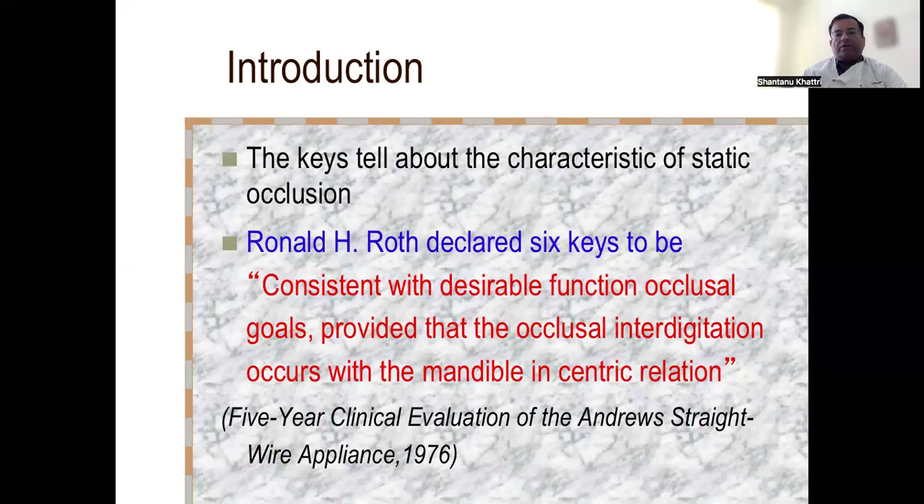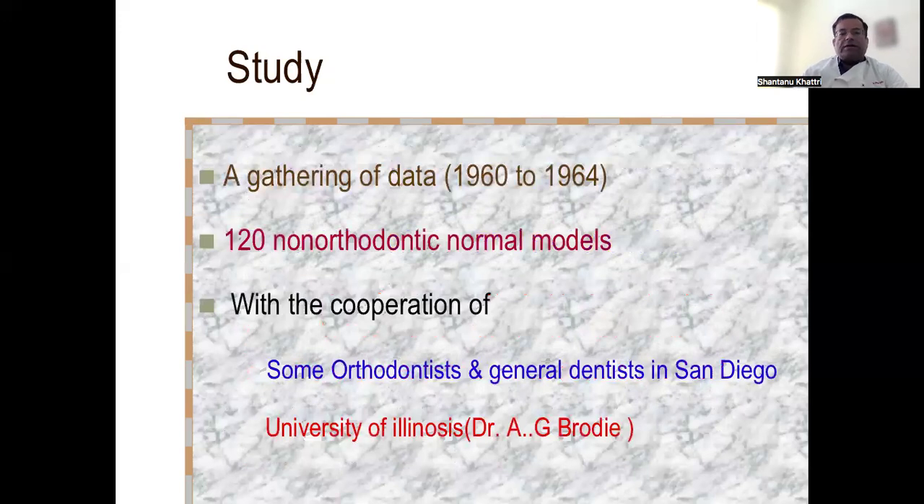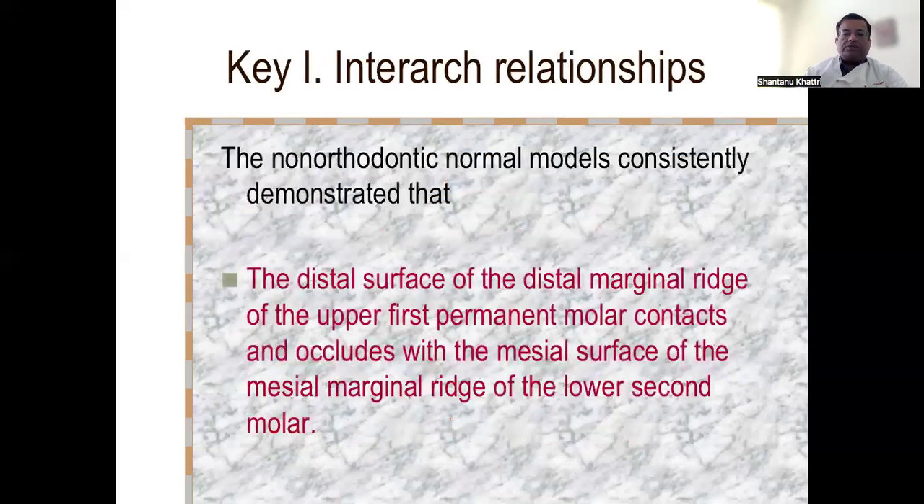The keys tell about the characteristics of static occlusion. Ronald H. Roth declared the 6 keys to be consistent with desirable functional occlusal goals, provided that the occlusal interdigitation occurs with the mandible in centric relation. Andrews gathered data from 1960 to 1964. 120 non-orthodontic normal models were collected with the cooperation of some orthodontists and general dentists in San Diego and the University of Illinois.